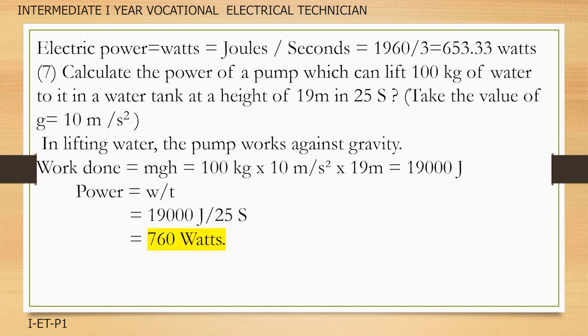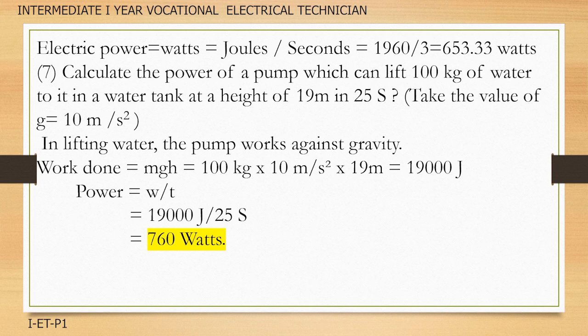Electric power in watts is equal to joules per second. That equals 1960 by 3, which is equal to 653.33 watts.